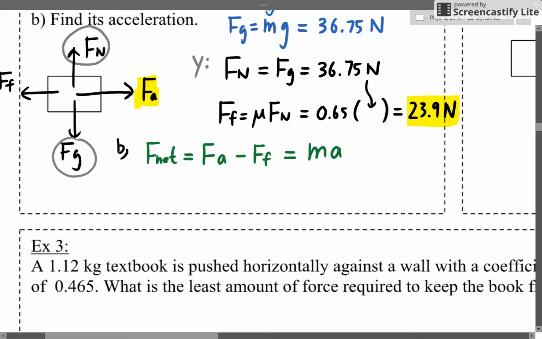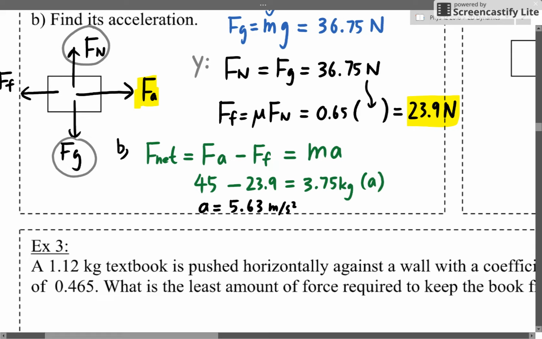So now everything should be ready. So we have applied force, which is 45 Newton, and then we have friction, which is 23.9. And we have the mass of the box, which is 3.75 kilogram. And we're looking for acceleration. So with some calculation, you get the acceleration at 5.63 meter per second squared.